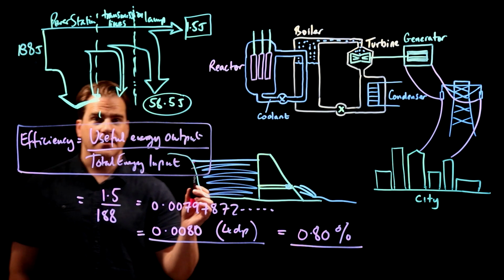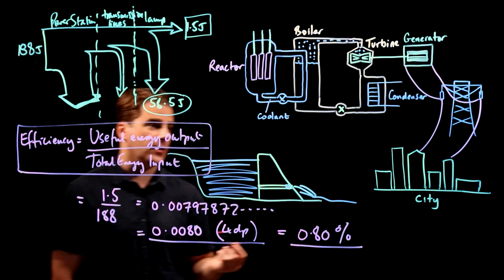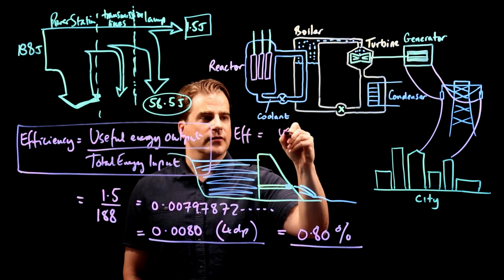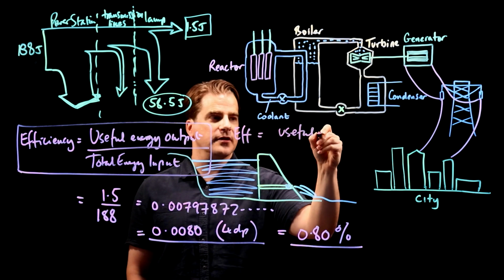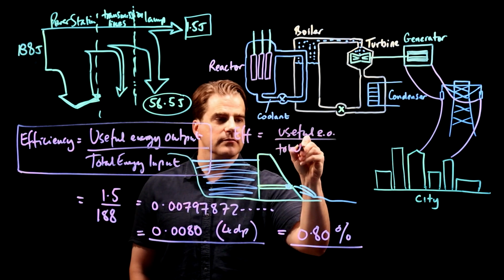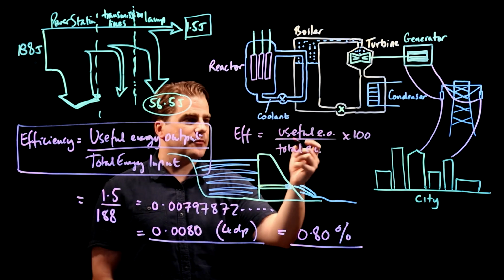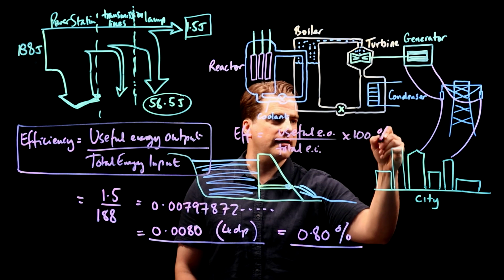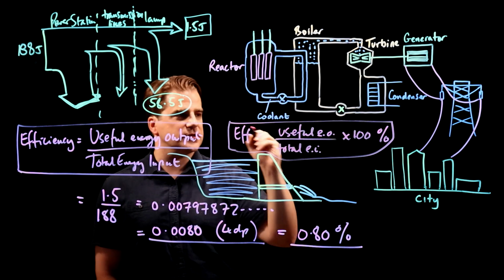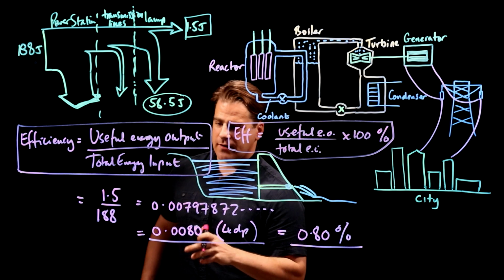Okay. And finally, you can write this as a percentage if you want, okay? You can write it as efficiency is equal to useful energy output, okay, divided by total energy input times 100. And now if you multiply it by 100, then it's a percentage. So, ouch, that is loud. Either of those is okay. There we go.